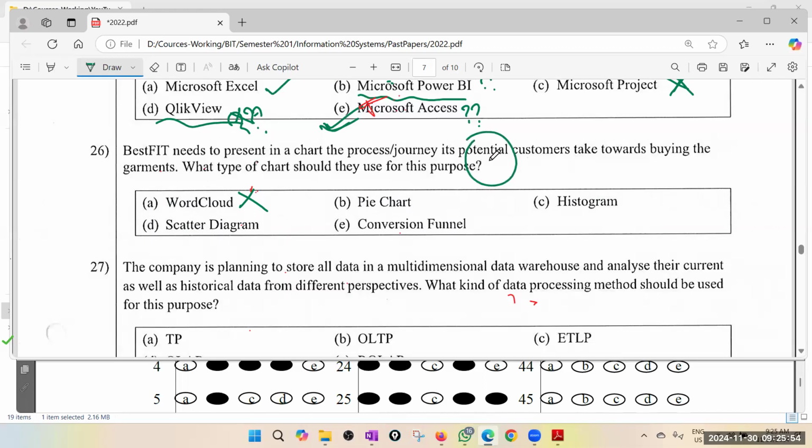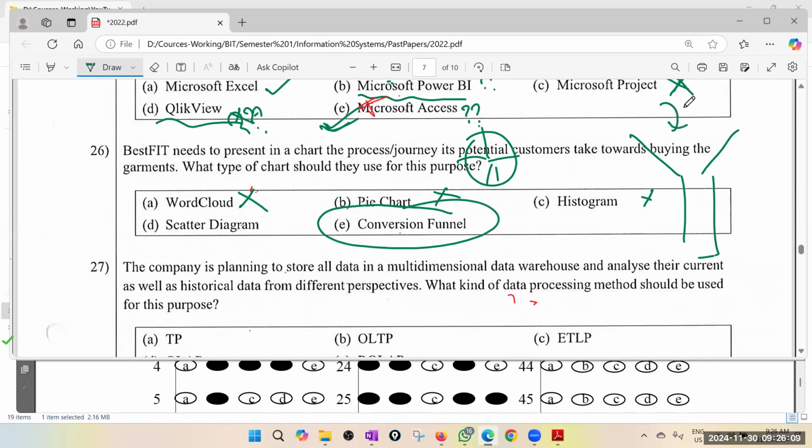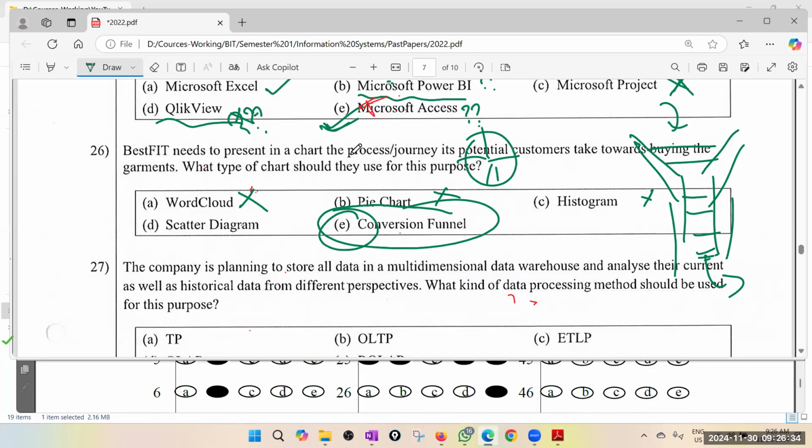Pie chart, I don't think a pie chart can show the journey of the customer's behavior. Histogram, definitely the answer is what? Conversion funnel. We discussed conversion funnel, right? From the point they landed on your website, how many customers are retained to complete the transaction and buy something. So there can be places where some people are not moving beyond that point. Okay. So definitely the answer must be conversion funnel, right? Other diagrams are not going to do this. I'll go for E. Yes, E. Okay.